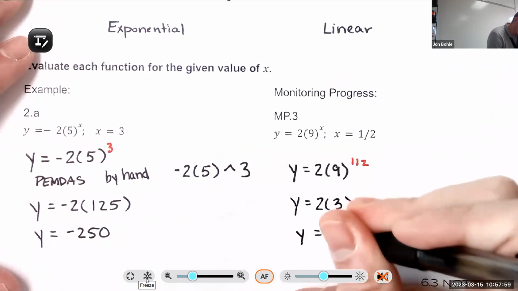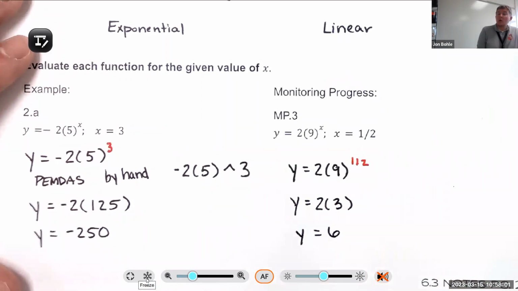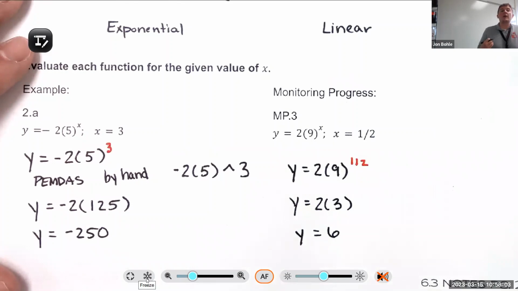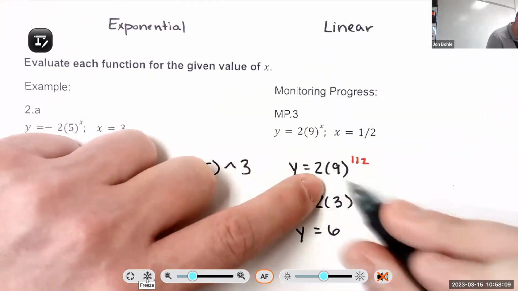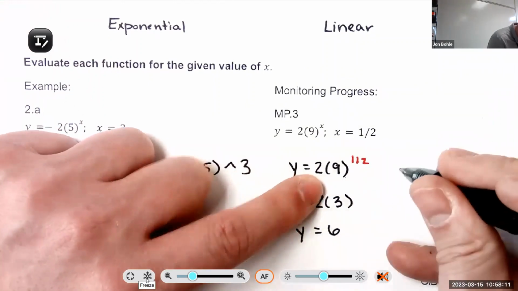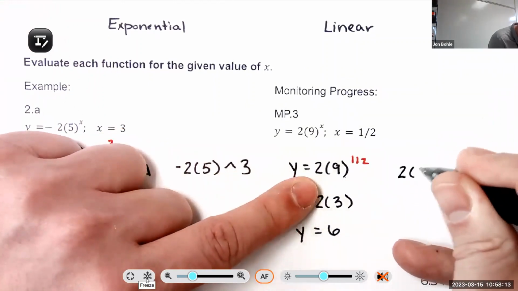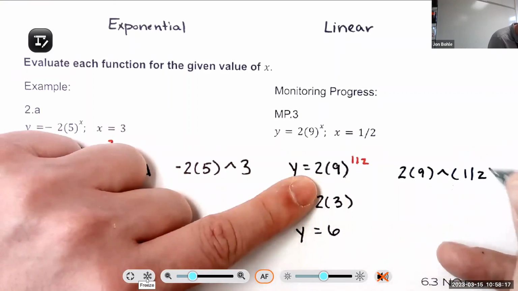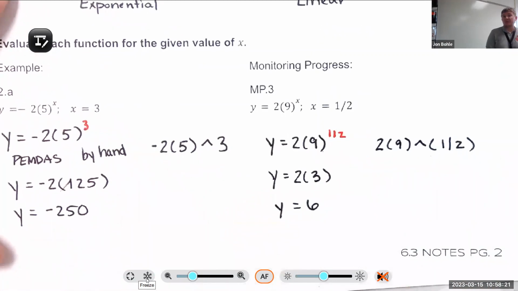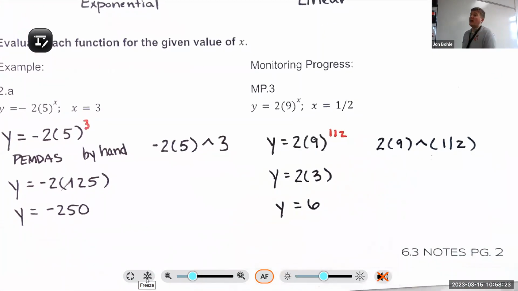And I'm going to show you exactly how to type that into the calculator. When your exponent is more than just a number, you're going to have to put parentheses around it. So this is how I would type this in the calculator. 2 parentheses 9 exponent parentheses 1 divided by 2. Okay, so you need to put the 1/2 in parentheses. And if you want to do 1/2 as a fraction, 1 divided by 2.